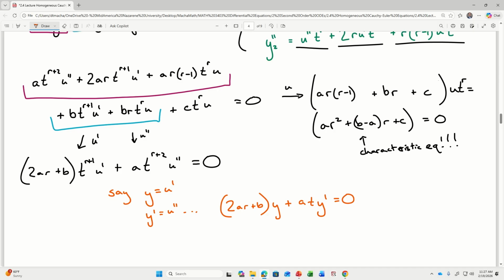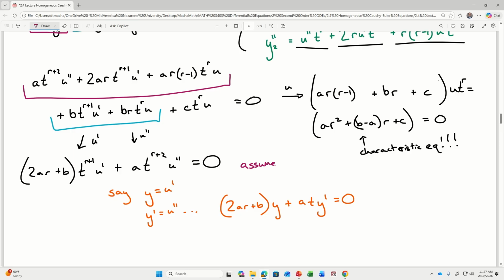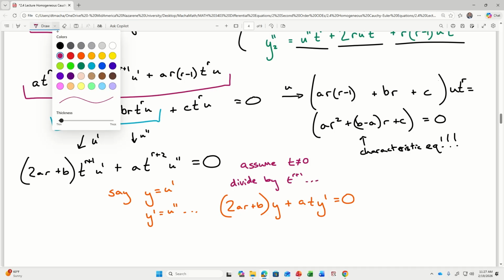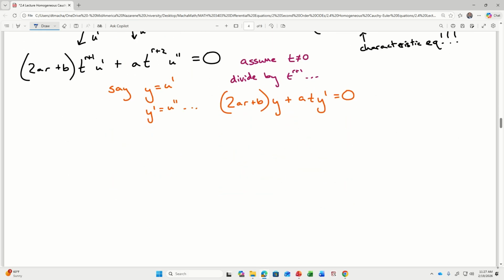Notice I also divided both sides by t to the r power. So if we assume that t is not 0, we can divide by t to the r. And then divide both sides by t to the r, and that's how I got rid of t to the r plus 1. And then we get this. So now we have a first order ODE, and I think it's separable as well.